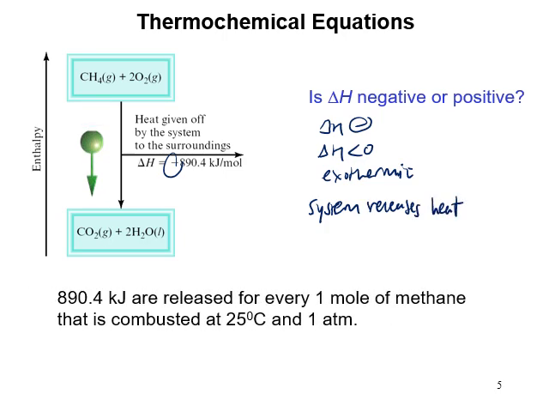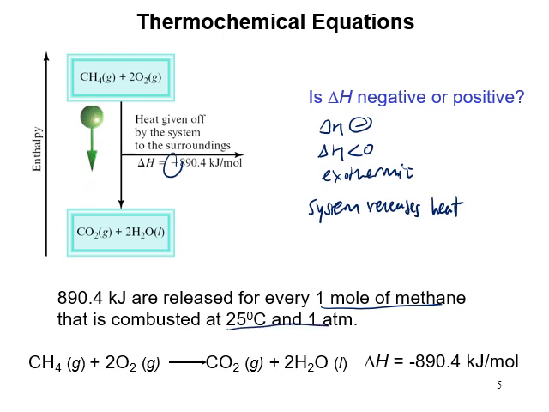For example, we have combustion. Whenever you burn 1 mole of methane at 25 degrees Celsius and 1 atm, it will release 890.4 kilojoules of heat. The per mole here once again refers to the methane.